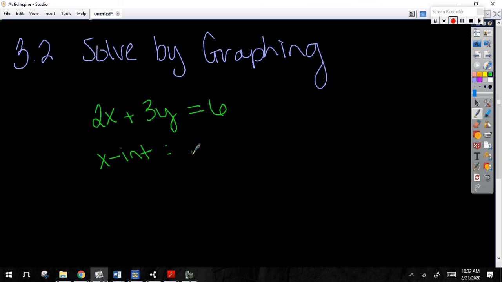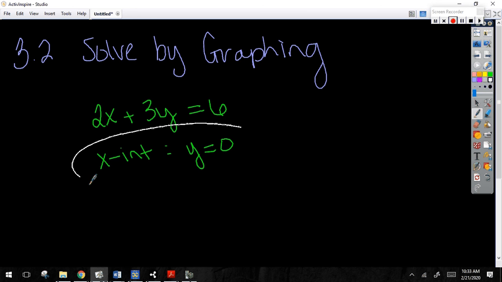you would plug in 0 for what? For y. Do you agree with that? Does everyone in here agree with that? Yeah. Okay. And I would then solve it for x, and it would tell me where it crosses the x-axis, right? Okay. So, do you think that this is a general statement?